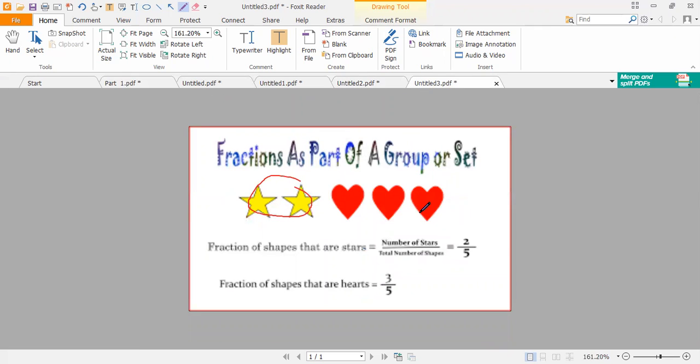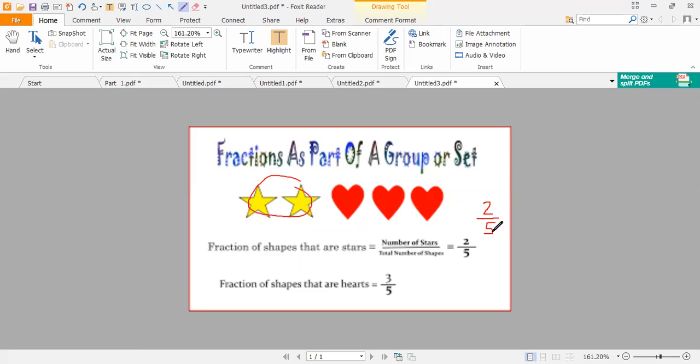Now let's explain the fraction as a set. Here I have a set of shapes, 2 stars and 3 hearts. If they ask about the fraction of shapes that are stars, remember the denominator represents the total number of shapes, stars and hearts. So let's count together. 1, 2, 3, 4, 5. So the denominator is 5. Now, the number of the stars is 2. So the fraction is 2 over 5. How do I read it? Two-fifths.